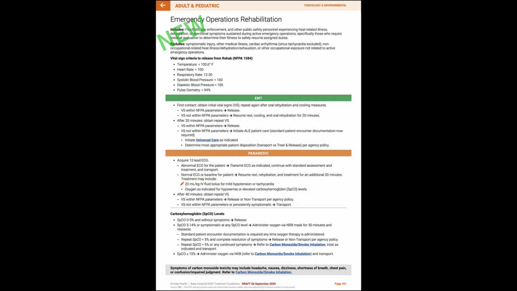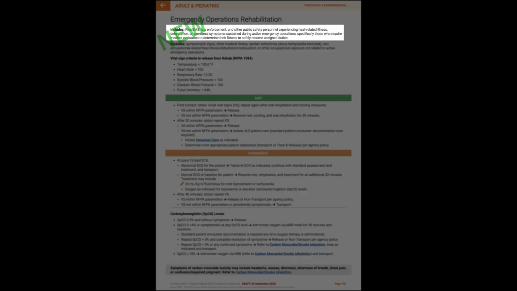Here's another new page, and it's tailor-made for EMS and fire operations in hot weather environments, like the ones we encounter here in Arizona. The Emergency Operations Rehabilitation Guideline supports on-scene cooling, rehydration, and assessment of public safety personnel involved in firefighting, law enforcement, or other extended emergency operations.